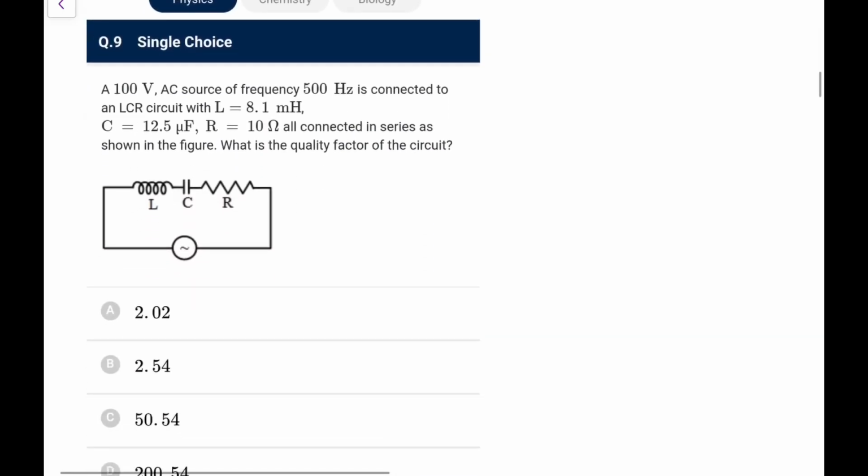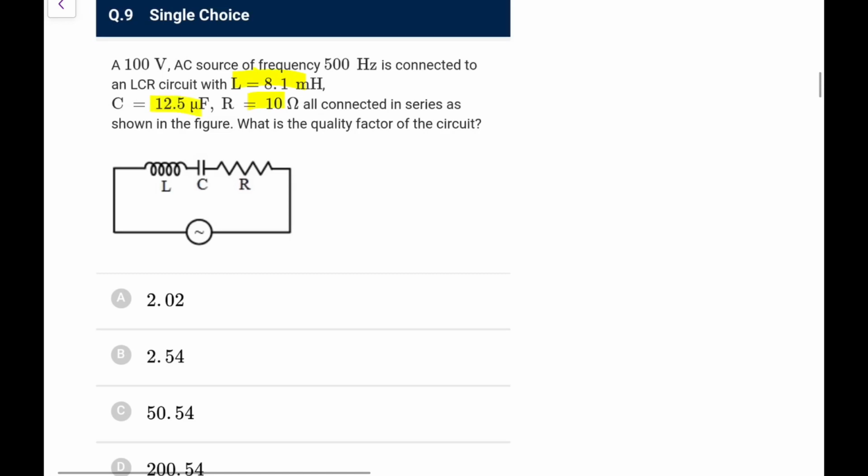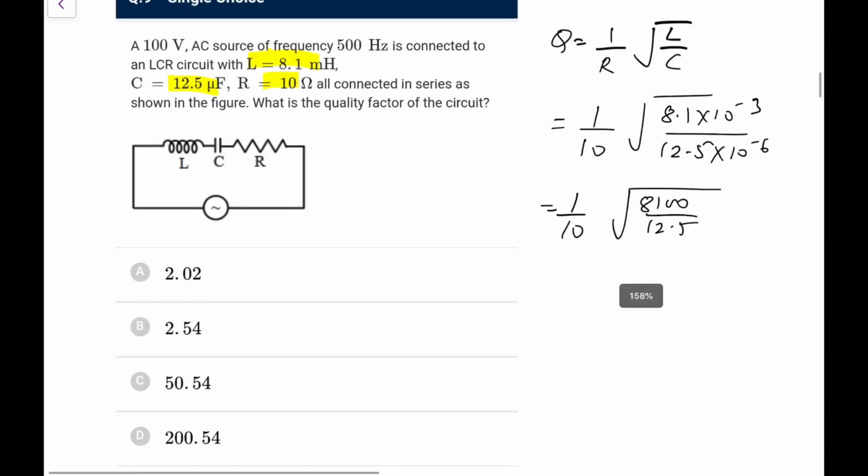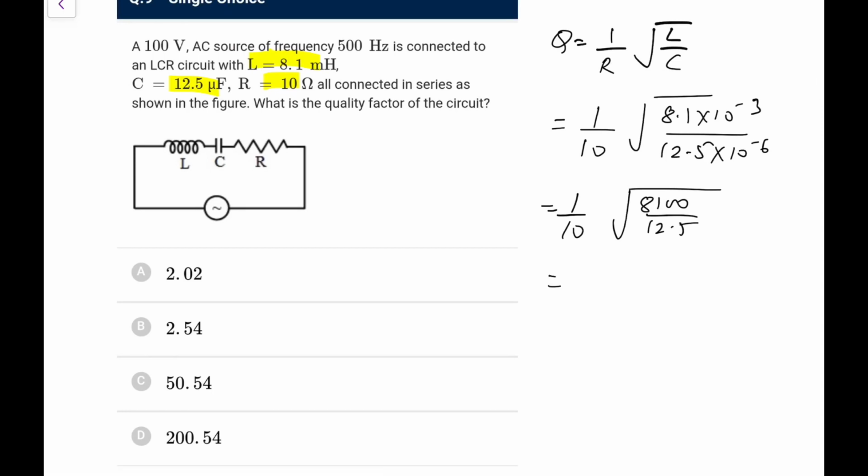Next one. A 100 volt AC source of frequency 500 Hertz is connected to an LCR circuit. L given, C given, R given, all in series. What is the quality factor? So you need to remember this quality factor. So quality factor, one way is 1 upon R root L by C, if you remember. So 1 by R, R is 10, root L, L is 8.1 into 10 to the power minus 3, C is 12.5 into 10 to the power minus 6. So it is 1 by 10 and it comes out as root of 8100 upon 12.5. You can do it like this. So it would be, if I do this, I think close to 60 and something.